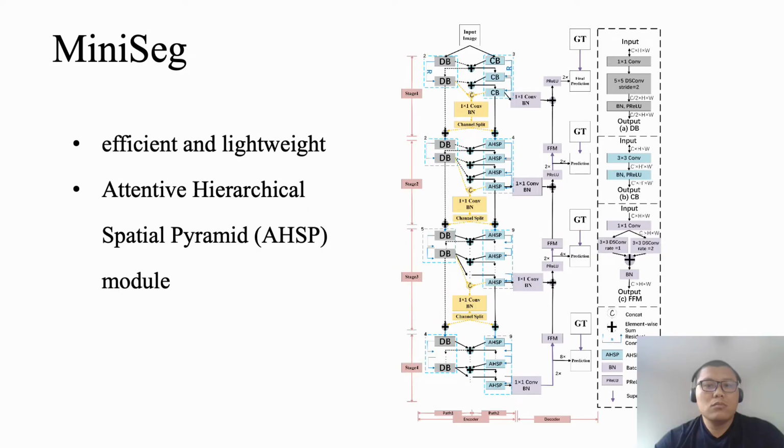Okay, so the next one is the MiniSeg, which is also a popular one. MiniSeg is proposed to meet the demand for efficiency and lightweight design, with only 83K parameters. Its most remarkable innovation is the design of the attentive hierarchical spatial pyramid, also called the AHSP module. It makes the model focus more on the critical parts. I think this also looks similar to the attention part.